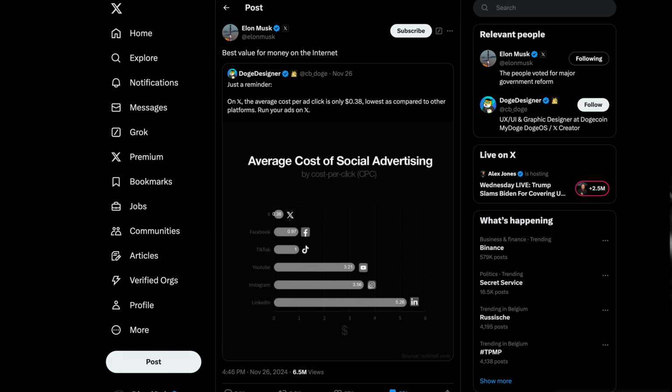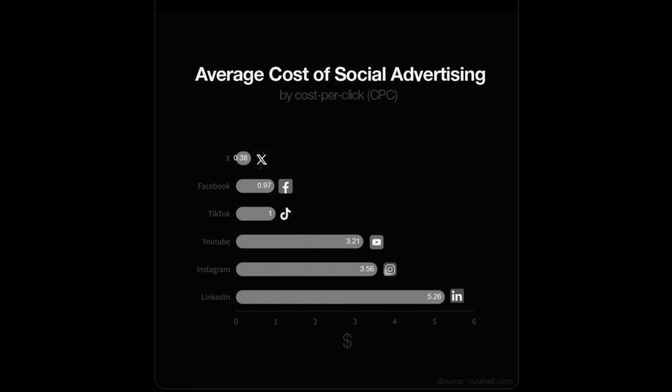Now, this post right here shows the average cost per click of all social media platforms, and as you can see, X stands there as a clear winner with an average of 0.38 cents per click. But there is something important to consider when looking at this average cost per click difference and the reason behind it. For example, TikTok is a lot cheaper than Instagram due to the short attention span of its users.